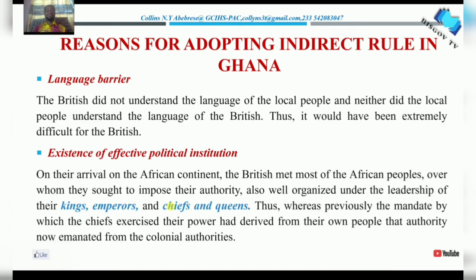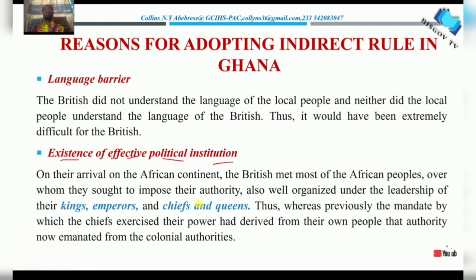Now, again, one reason why the British also adopted the indirect rule system was the fact that there was already in existence an effective political institution in the various West African colonies. All the societies in West Africa had chiefs or queens. They had a laid down political system that they followed.